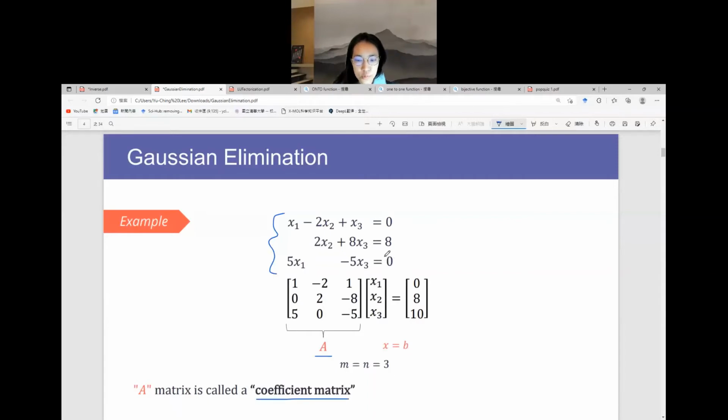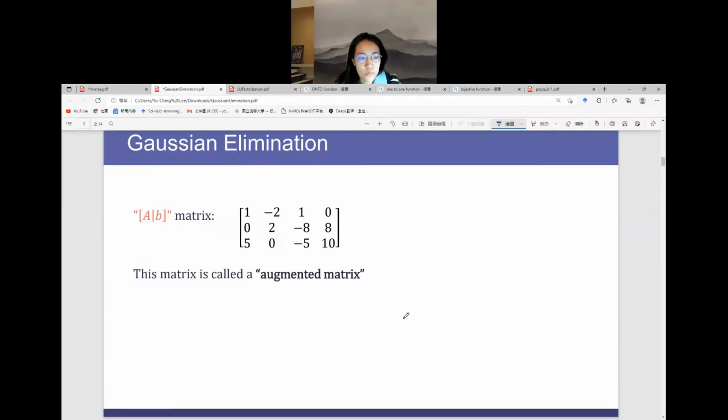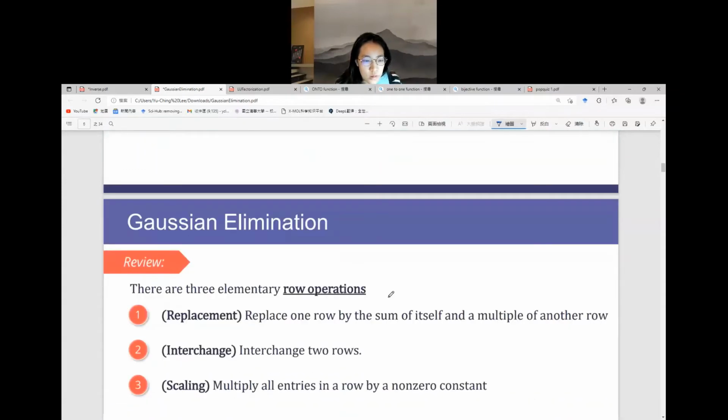I think it should be 10 right here. And so we form an augmented matrix by putting the A matrix on the left-hand side and then the B vector on the right-hand side. So now it becomes a 3 by 4 matrix. This one is called an augmented matrix.